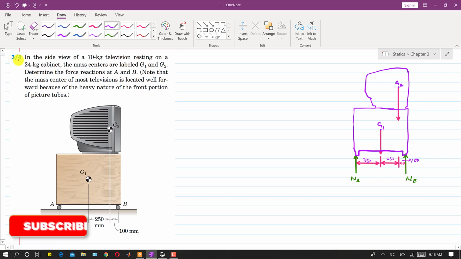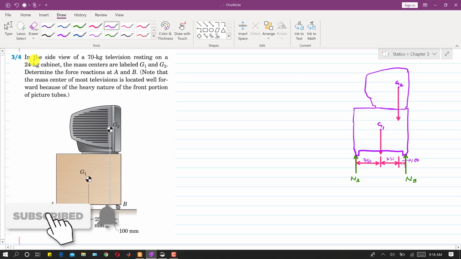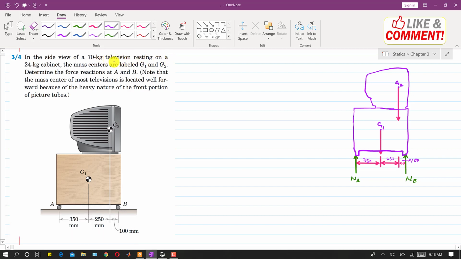I am going to solve this problem 3.4. In this problem it is said that in the side view of a 70 kg television resting on a 24 kg cabinet, right? So the mass of the cabinet is 24 kg and the mass of the television is 70 kg, and it says that the mass centers are labeled G1 and G2. So these are G1 and G2 mass centers.